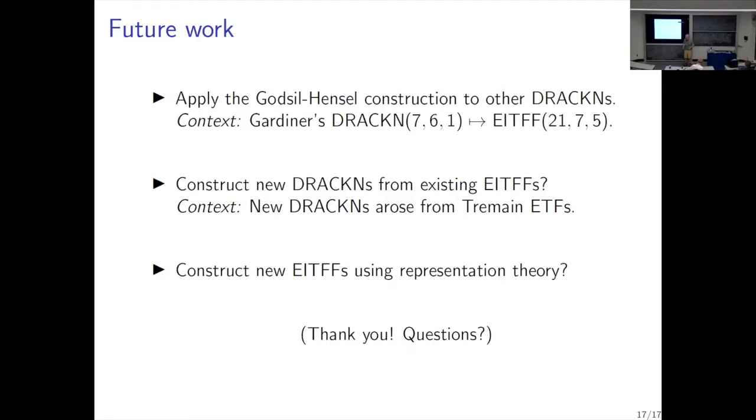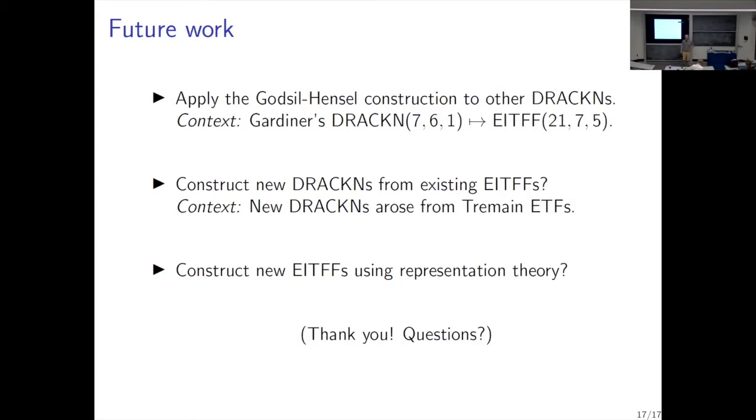It's a publishable result. For context here, Gardner, which I think, as far as I know, is a runoff, where this is an isolated DRACKN, that there's a 761, and if you apply this machine to it, you get an EITFF with those parameters, and that is the only explanation I know of for the existence of that equi-isoclinic type fusion frame. There's nothing else even with those parameters out there in the literature. And you construct new DRACKNs from existing EITFFs.